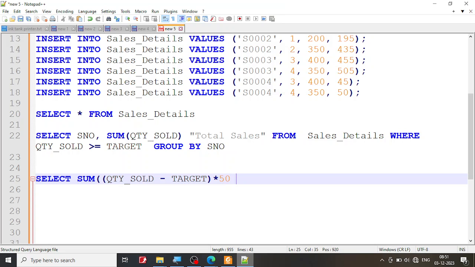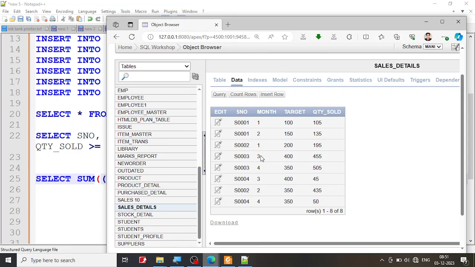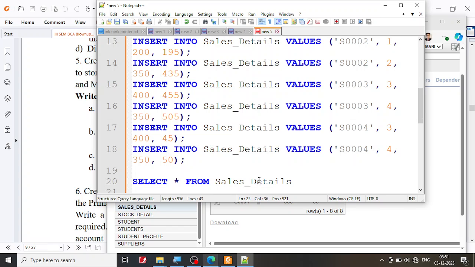In other words, the person might have sold items in the month of January, February, March, April, May, June, and so on. So for every month, for the excess items that person sells, he or she is going to get 50 rupees per item. So for every month within that year, we have to find the total. That is what we are supposed to do.